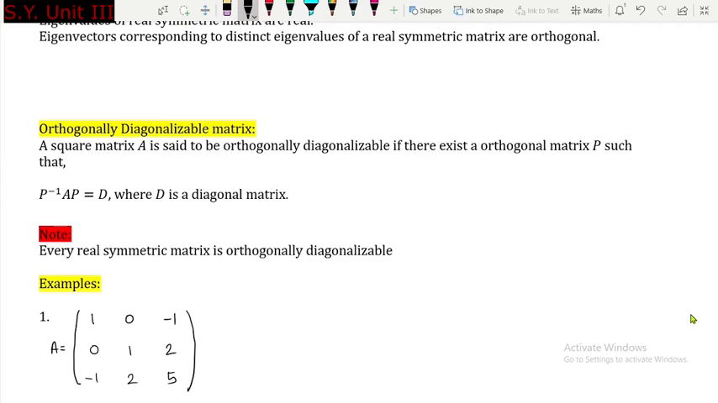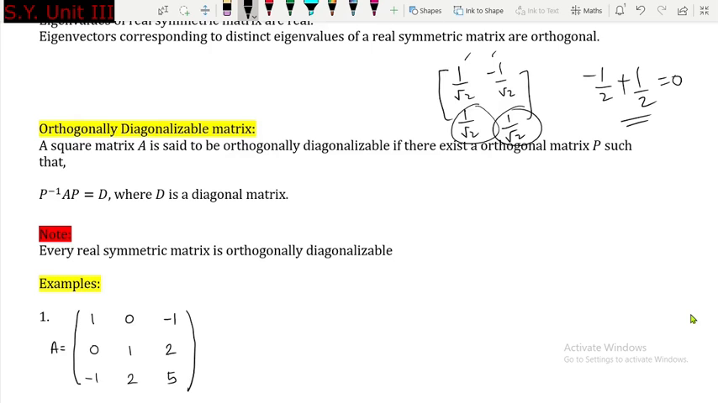Why is the matrix called orthogonal? Because the rows and columns of that matrix are orthogonal to each other. For example, the matrix with rows 1 upon square root of 2, 1 upon square root of 2, and minus 1 upon square root of 2, 1 upon square root of 2 is an orthogonal matrix, because the columns of this matrix are orthogonal to each other. If I take the dot product, 1 upon root 2 multiplied by minus 1 upon root 2 will be minus half, plus 1 upon root 2 multiplied by 1 upon root 2 will be half. This will be equal to 0, isn't it?